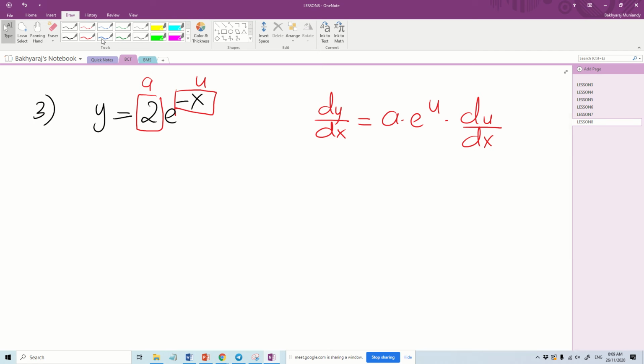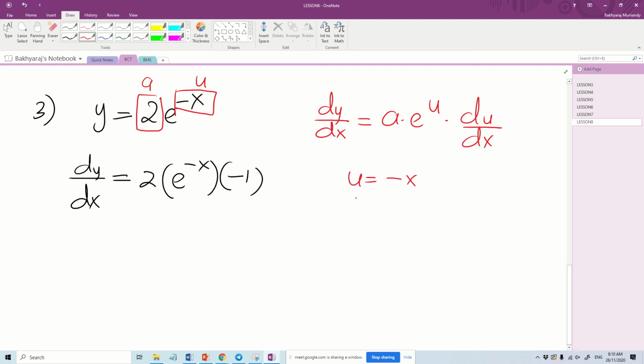So I go for the answer. My answer will be dy/dx equals a, which is 2, times exponent negative x, times negative 1. We get negative 1 because u is negative x, so du/dx equals negative 1. So my last answer will be negative 2 exponent negative x.